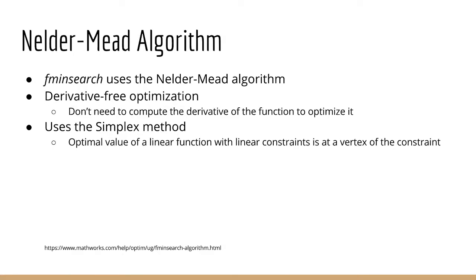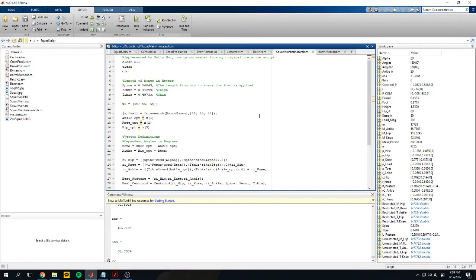fminsearch uses the Nelder-Mead algorithm, which is a very popular form of derivative-free optimization. Derivative-free optimization, as its name suggests, means that the function is not minimized through the derivative or the gradient. This is good because we did not need to write an explicit function that could be differentiated to be optimized. We simply had to define a function that calculated the norm of the torques given a set of input angles. And the Nelder-Mead algorithm uses something else called the simplex method. And in a nutshell, the simplex method operates on the principle that the optimal value of... And here I'm running fminsearch.